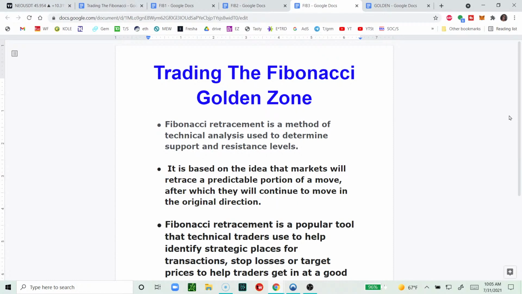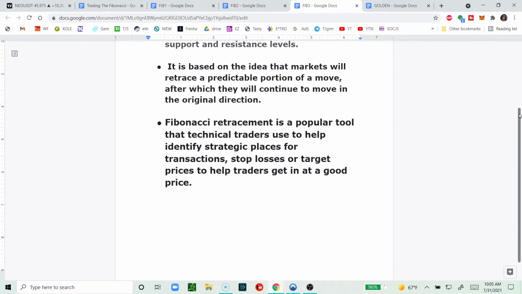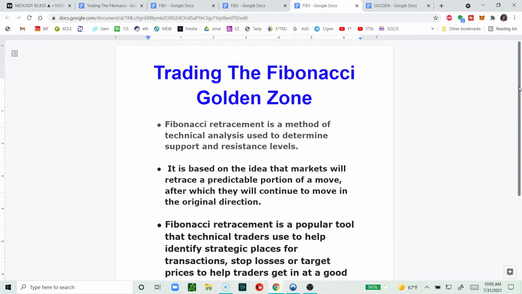And the third point is that the Fibonacci retracement is definitely a popular tool that technical traders use to help identify these strategic places. So where are you going to put your stop loss? Are you going to put it at the very point where it's going to retrace up to? Sure, do that and you'll be thrown out of your trade. And as you're thrown out of your trade, then the trade will begin to continue in its upward trend or the downward trend, depending on which way you're trading. So again, it helps you set your stop losses at certain key points. So that's it for what this Fibonacci retracement tool is.